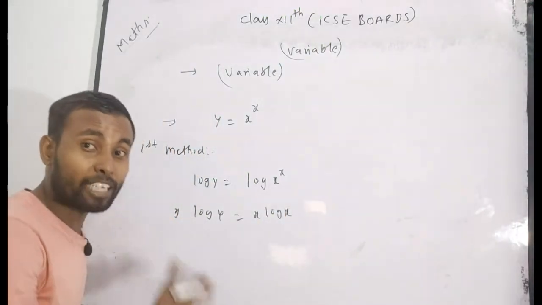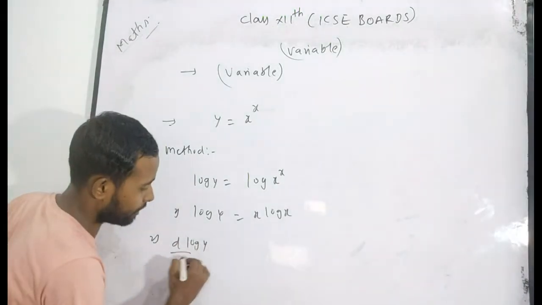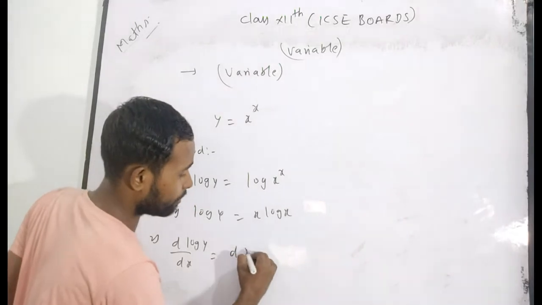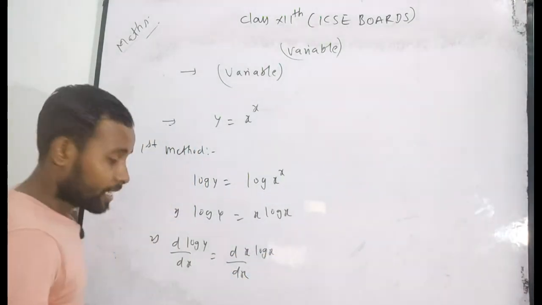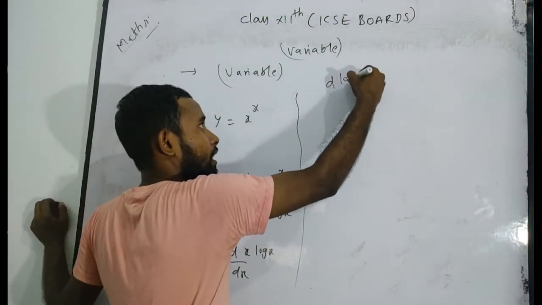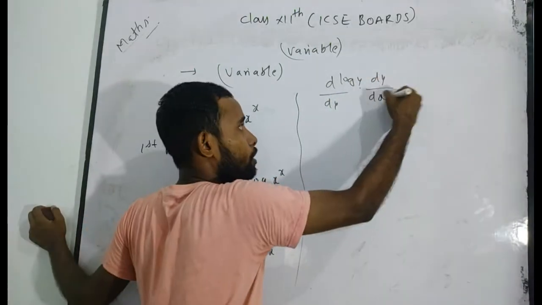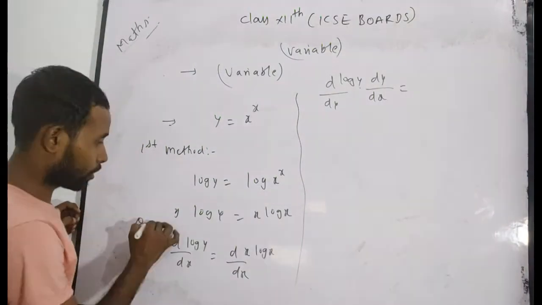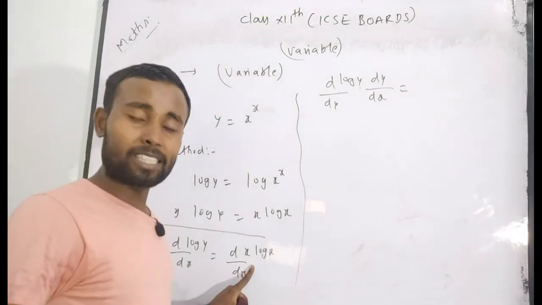Now you have to differentiate on both sides with respect to x. If you differentiate on both sides with respect to x, you will get d log y dx equal to the derivative of x log x with respect to x. If you differentiate log y with respect to x, you first differentiate log y with respect to y and then y with respect to x. Have you understood? You can write here: differentiating on both sides with respect to x, then write this step. Now you have to differentiate this expression.